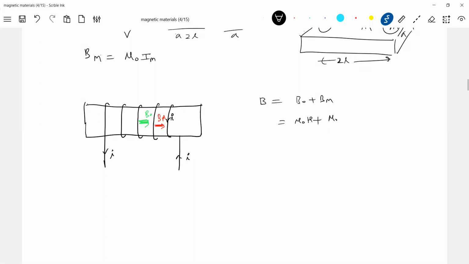What is the induced magnetic field? It is given by mu naught into I. What is this Bm? Induced magnetic field. B naught is the magnetizing field, and B is the net magnetic field. So this will become mu naught (H plus I). What should you call this one? Net field, net magnetic field in a material.